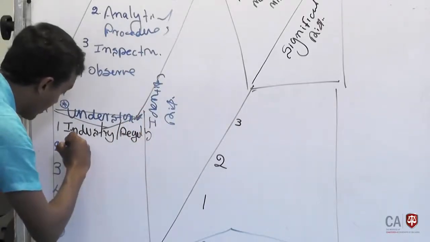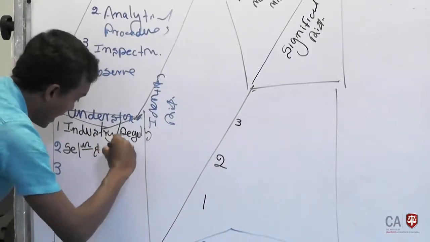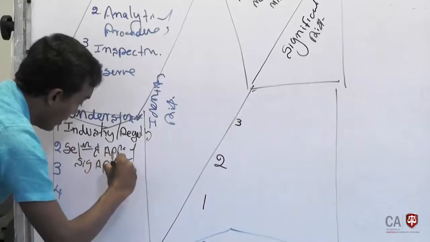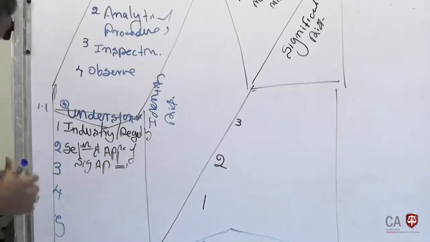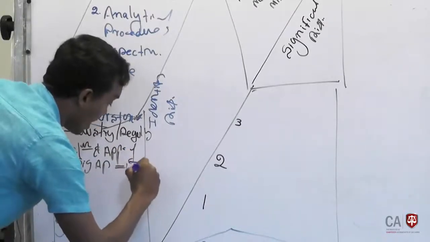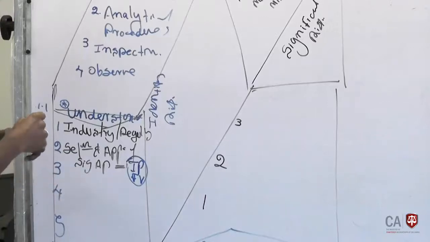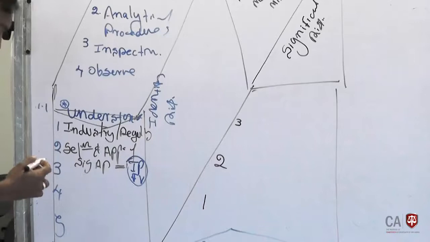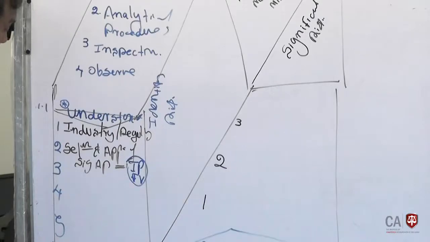Then selection and application of significant accounting policy. Not all are significant. If you apply this to the big mall case study, can you tell me the most important significant accounting policy? That is investment property fair valuation. Why is this significant? It is a complex area, and inherent risk is high. Why is inherent risk high? In the exam you will write: because valuation of investment property involves subjective assumptions and judgment. So: industry and regulatory environment, selection and application of significant accounting policies.